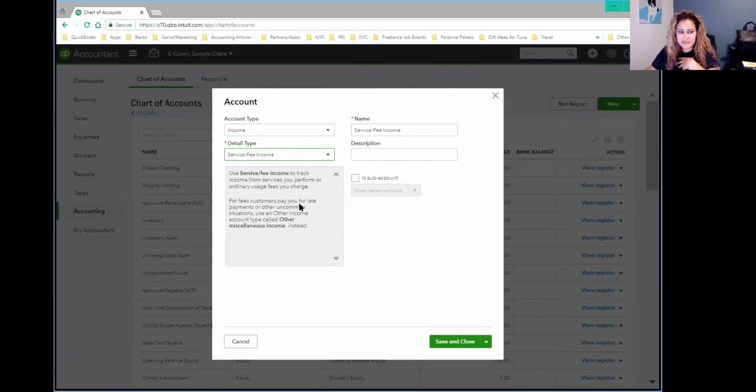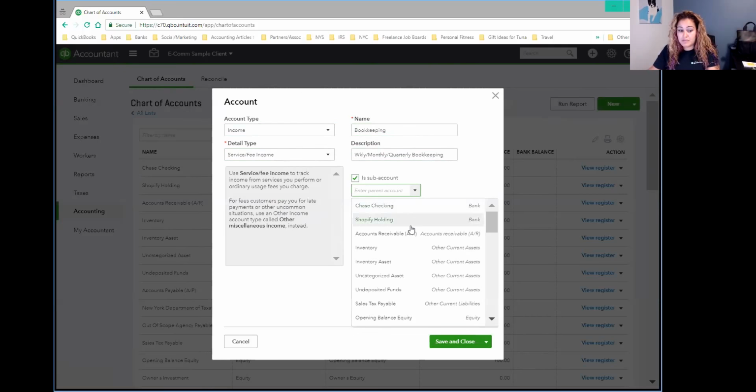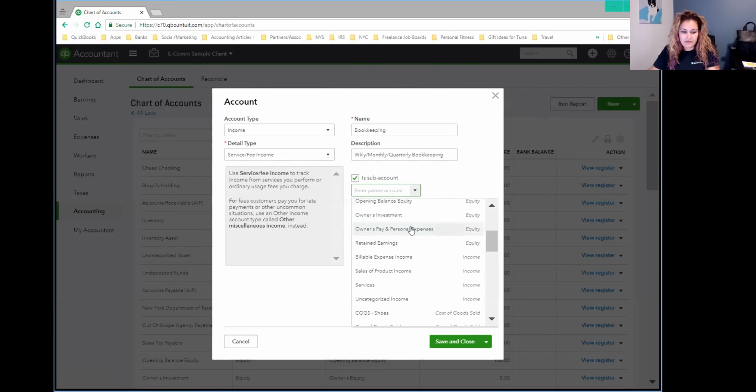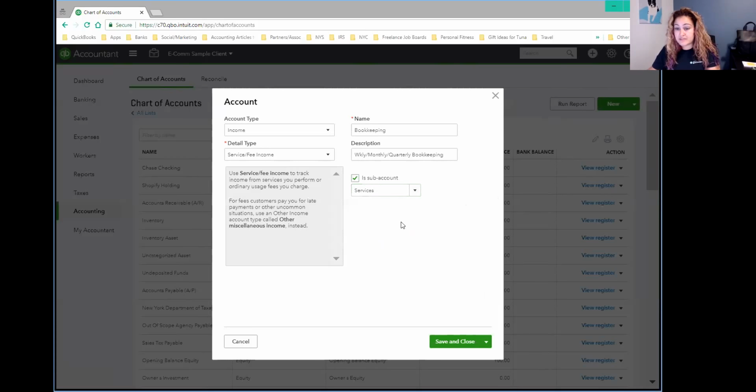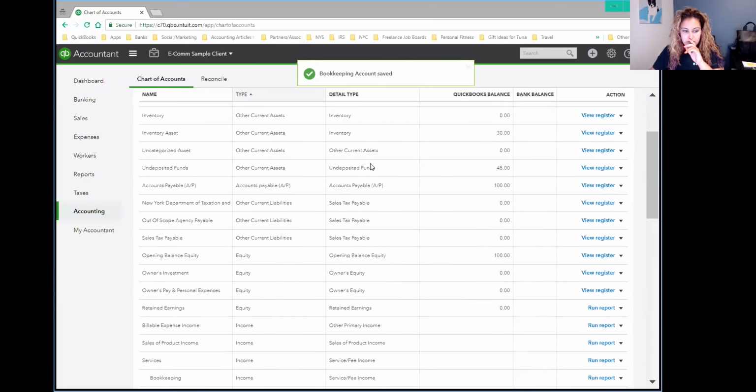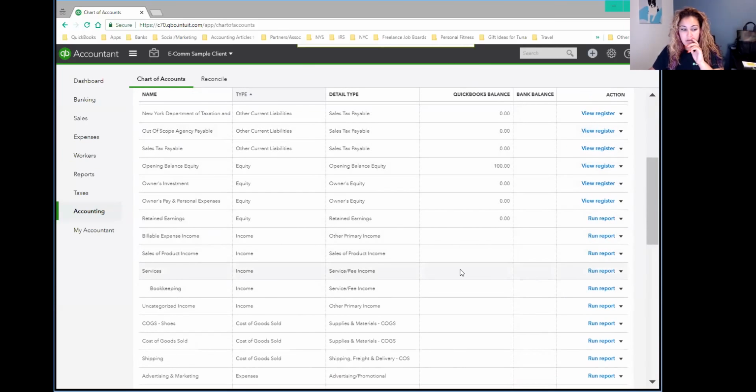So let's say this was my service fee income and it was for bookkeeping, right? And that's kind of it. I can put in here that it's weekly, monthly, quarterly bookkeeping. That's all I really need. If you're using sub-accounts, I can say that this could be under, do I have anything in here? Services, right? So this is a service that I offer. I can put bookkeeping under services. But like I said, just try and keep it as high level as you can. And when you save this and scroll down, here's bookkeeping, right?